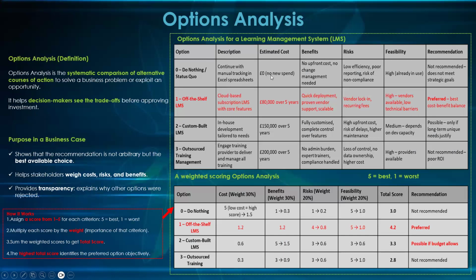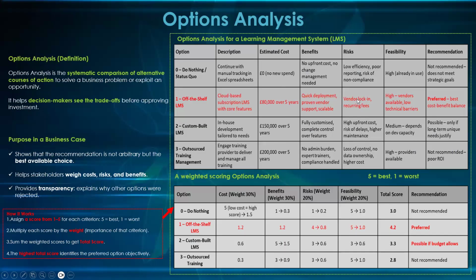In terms of cost, here is 0, here is 8 over 5 years, here is 150 over 5 years, here is 200 over 5 years. You could see this one is the lowest cost, followed by this. So we started with the cost. We'll look at the benefits too: quick deployment, full customization. The most important things here are the cost and the risk before we look at benefits.